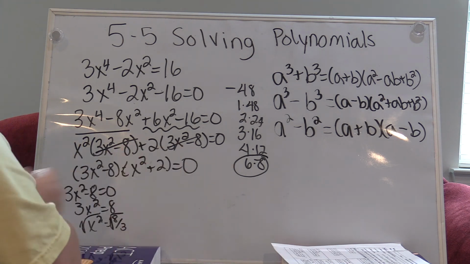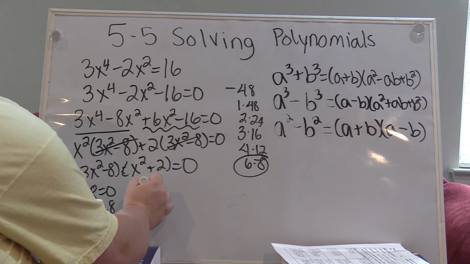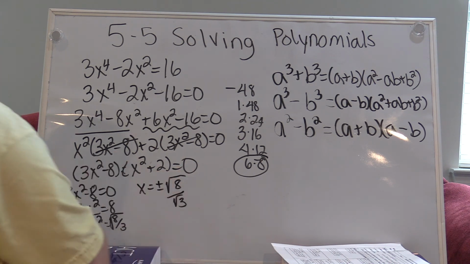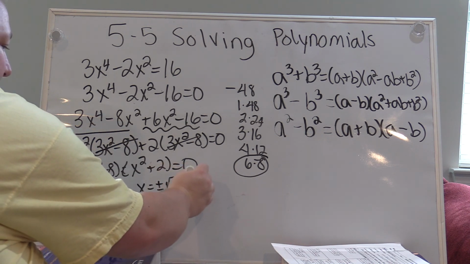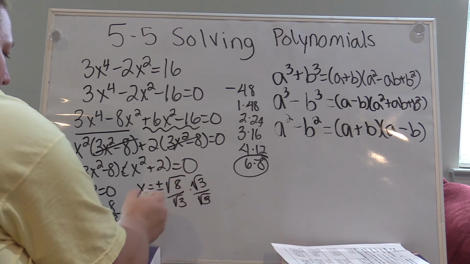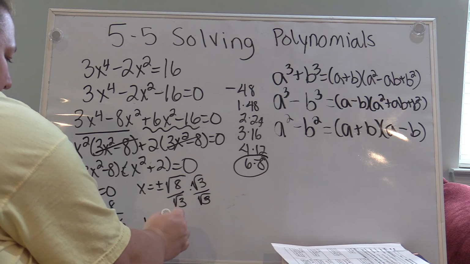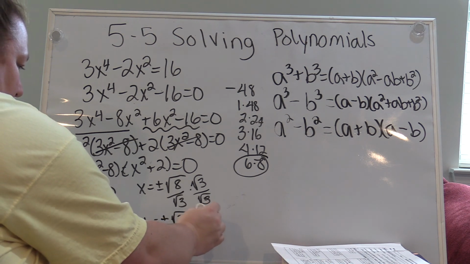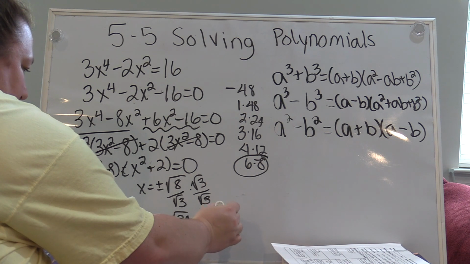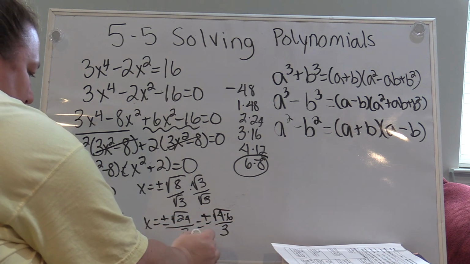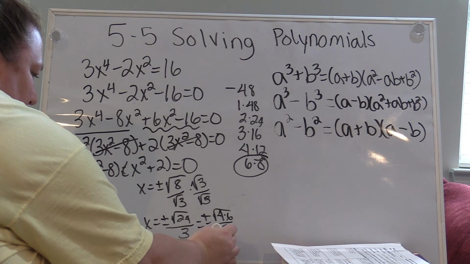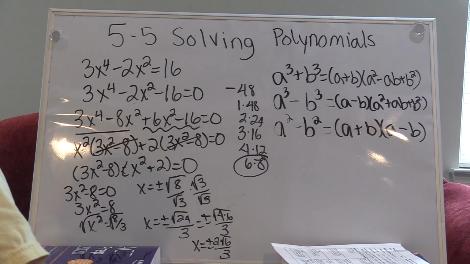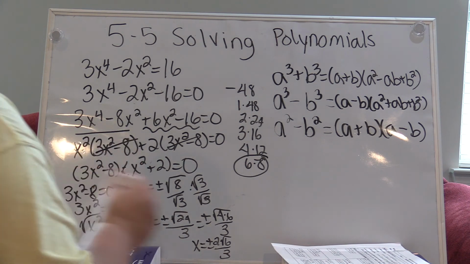I'm going to come over here and I'll finish that one over there. X equals plus or minus the square root of 8 over the square root of 3. We multiply by the square root of 3 over the square root of 3. X equals plus or minus the square root of 24 over 3, which is plus or minus the square root of 4 times 6 over 3. So x equals plus or minus 2 square roots of 6 over 3. Wow, that was a lot of work. Now we still have to solve this one.